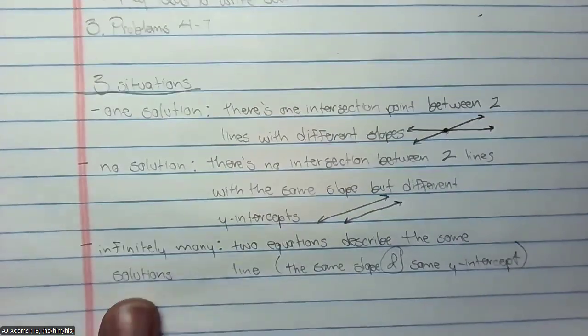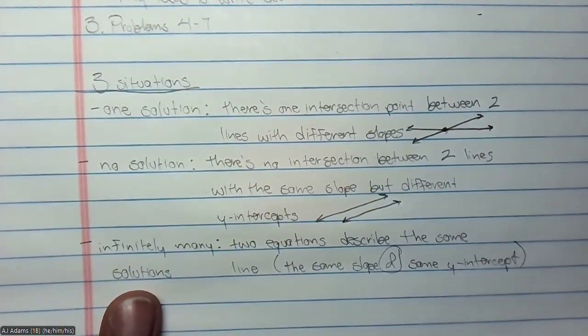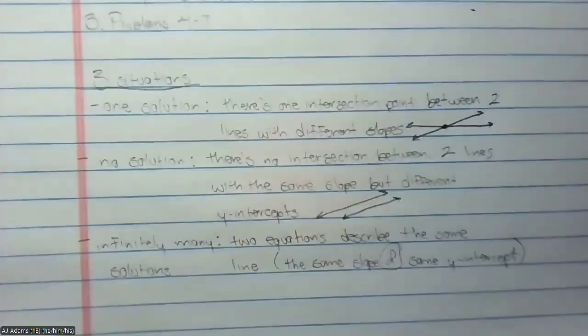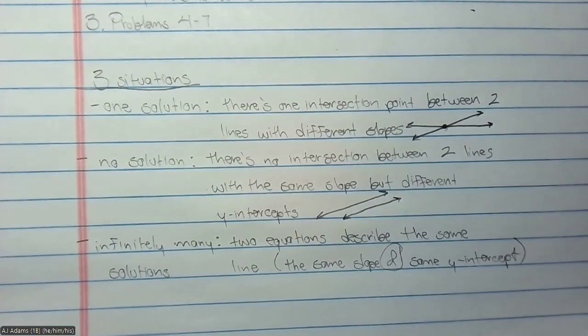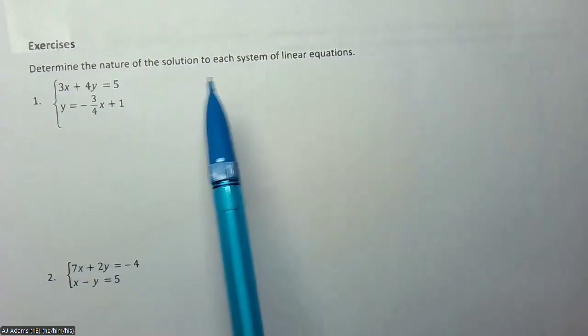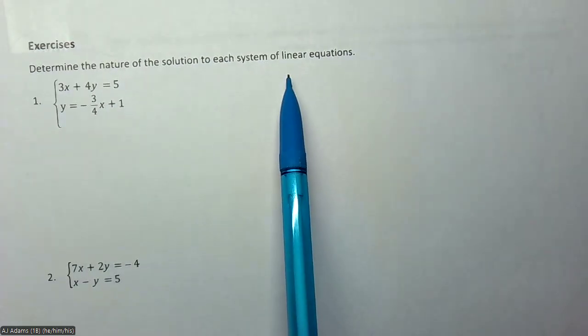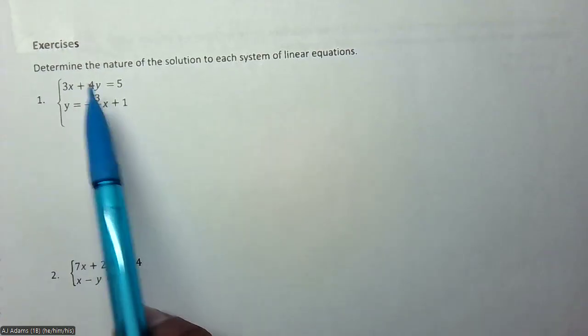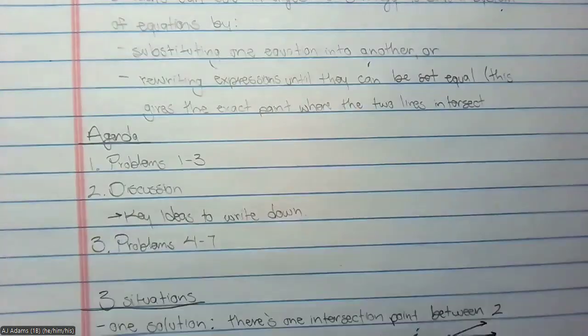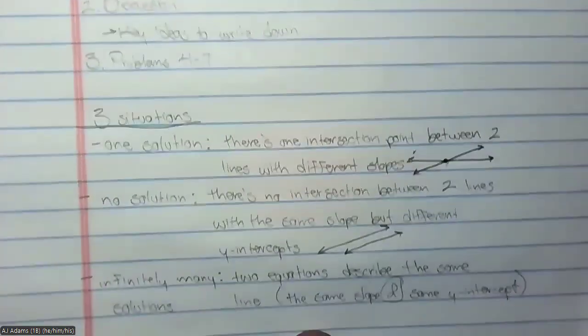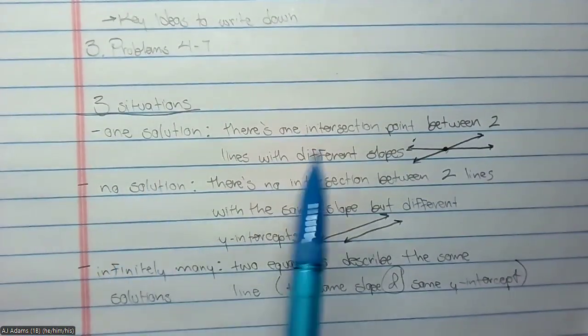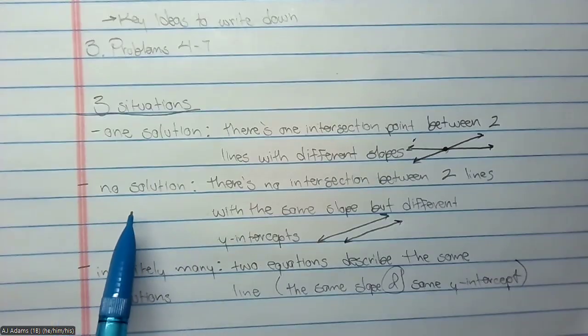So these are three situations that you definitely need to be familiar with for our end of module assessment, and we also need them to follow the directions for numbers 1 through 3. So again, it says determine the nature of the solution to each system of linear equations. So once we can compare the slope and y-intercept of these two equations, we'll ask ourselves, which situation is it? Is it one solution because the lines intersect? Is there no solution because the lines are parallel? Or are there infinitely many solutions because two equations actually describe the same line?